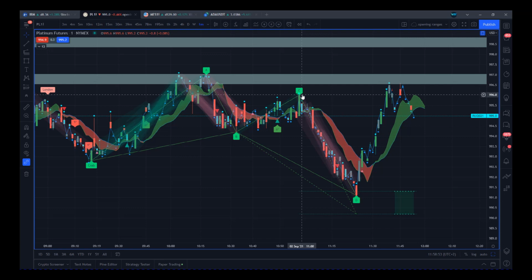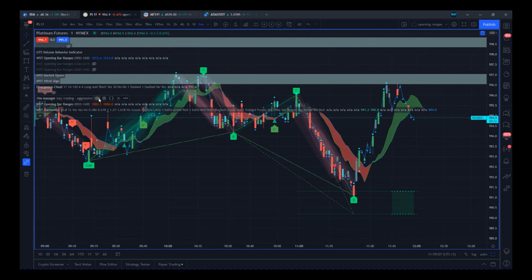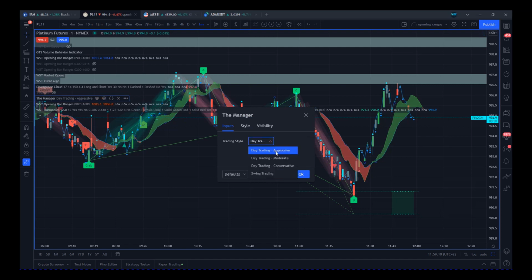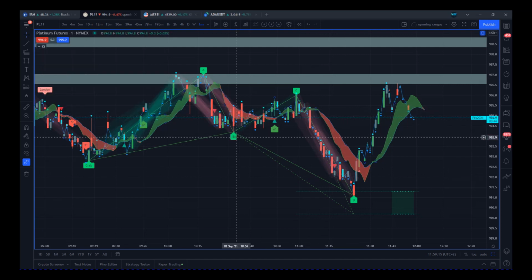The entry strategy for me really is I'm using the new manager, this special bias cloud, if you like. I've got it on aggressive setting because I'm on the 1 minute. So you'll see here on the manager, if I click on that, we've got day trading aggressive as the option there. The manager is to help manage the trades, especially if we're looking for runners on the 3, the 5 minute, even swing trading. But one of the things that we look for is to help me get in these scalps using the harmonics.